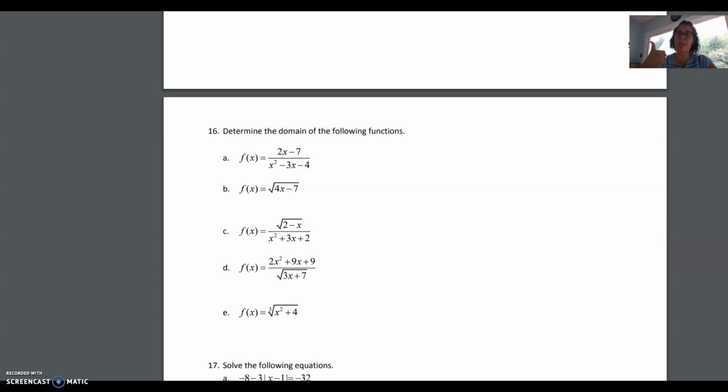If a function has an x value in the denominator, then the denominator cannot be equal to 0. If a function is an even root function, even, not odd, not cube root, not fifth, not seventh root, then the inside term should be greater than or equal to 0. Okay, so make sure that you really understand this question 16, all the parts well.